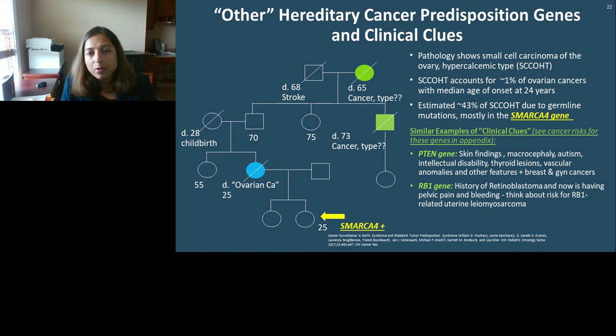If you have a rare type of cancer, giving you an example, a small cell carcinoma of the ovary, hypercalcemic type, an evaluation might show you a SMARCA4 gene mutation.